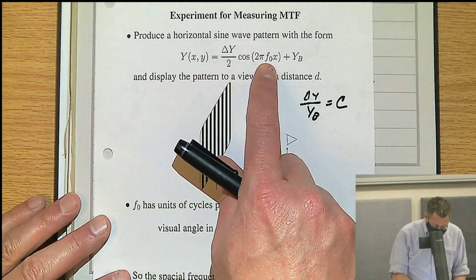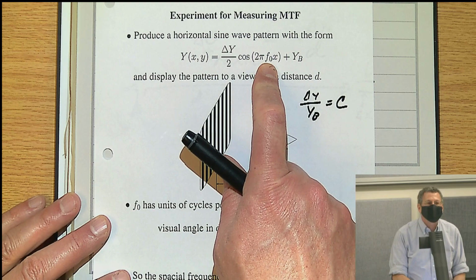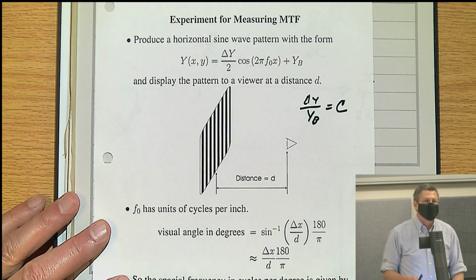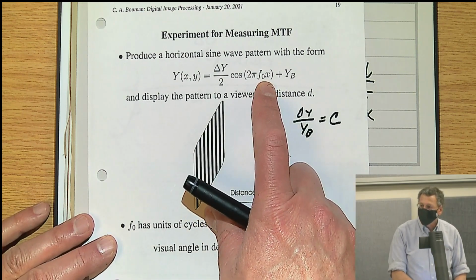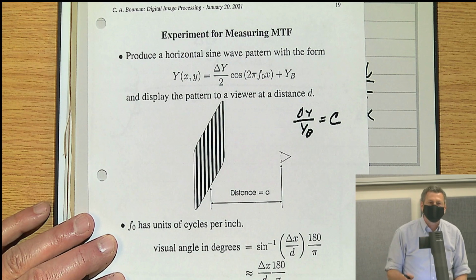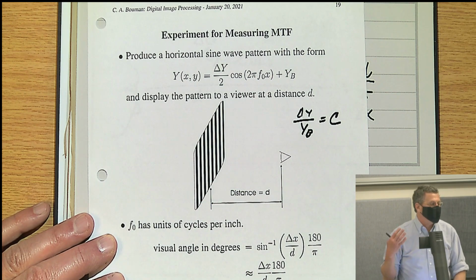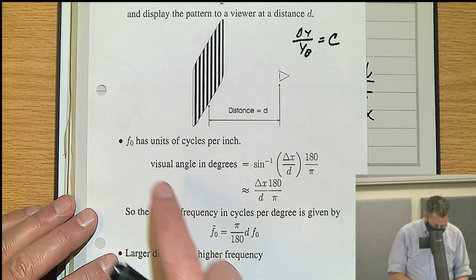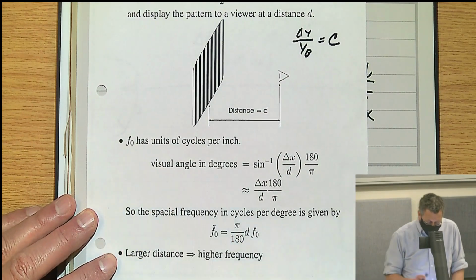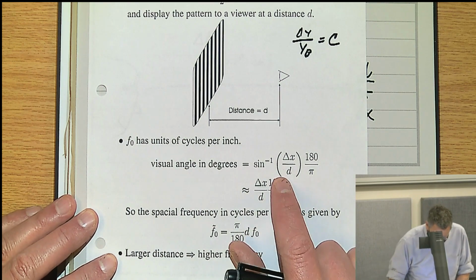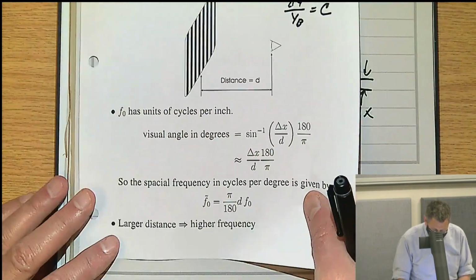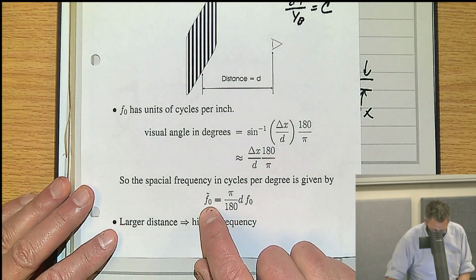So F0 here has units of cycles per unit distance. So let's say X is measured in inches. Then this will be cycles per inch, right? But cycles per inch is not necessarily relevant because if the thing is very far away, but it's very large, then it's different than if it's very close. So in order to normalize that, you really want to reconvert the units of F0 to be in cycles per degree, okay? I'll let you go through the mathematics, but the conversion from cycles per inch to cycles per degree is this.